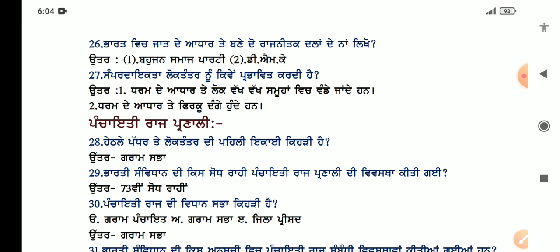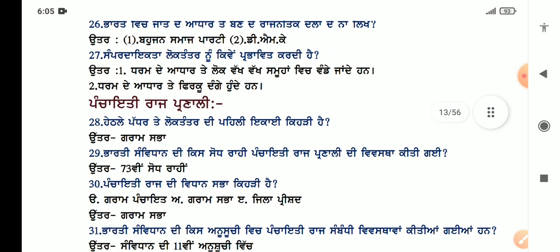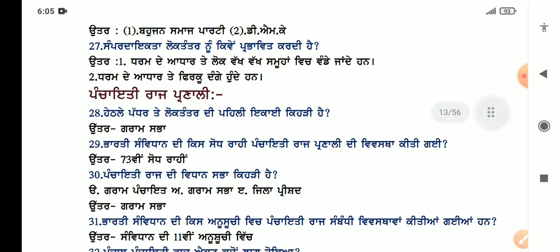Next, communalism has influenced Indian democracy. How? Division of the people according to religion and rights due to religious problems. The last topic is panchayati raj, democracy at the grassroots level.